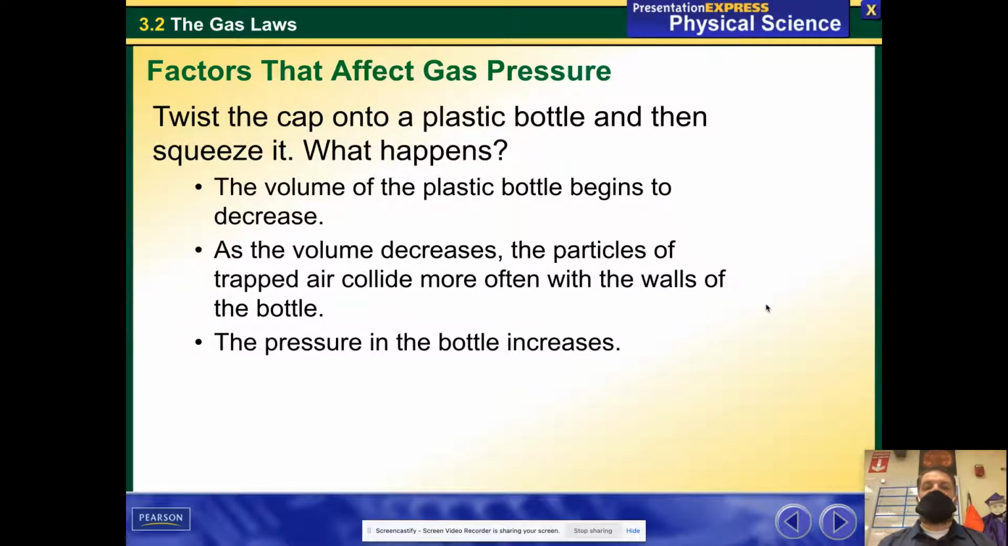Twist the cap off of a plastic bottle and then squeeze it. What happens? The volume of the bottle begins to decrease. As the volume decreases, the particles of the trapped air collide more often with the walls of the bottle. The pressure in the bottle increases.